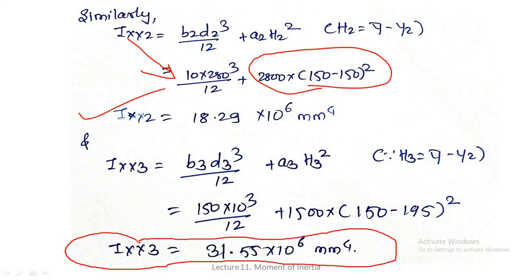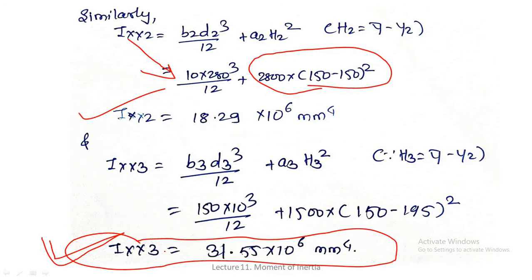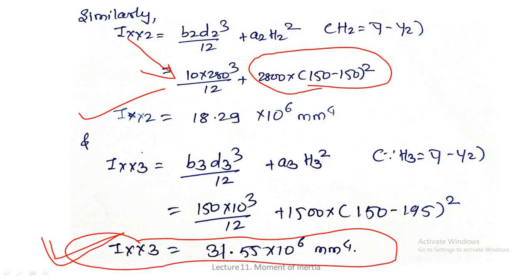One thing to remember here, as in the case of the channel section, is that the value of Ixx3 will be equal to the value of Ixx1. As you can see, Ixx1 was 31.55 into 10 raised to 6 and Ixx3 is also 31.55 into 10 raised to 6. Why so? Because the position of the first and third rectangles from the horizontal central axis is the same, and the dimensions are equal too: this is 150 into 10 and this is also 150 into 10. Because of these two reasons, Ixx1 and Ixx3 are equal.